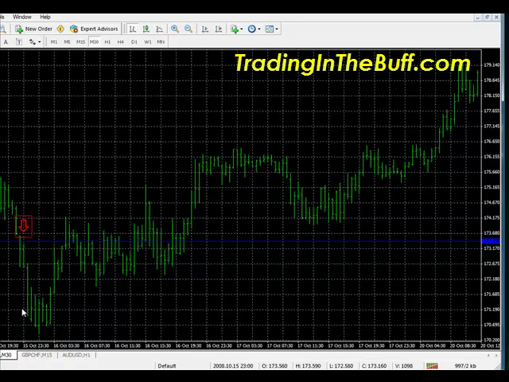Got 1, 2, 3, 4, 5, 6. So this 1, 2, 3 setup encapsulates 6 horizontal bars. So we just count 6 bars the opposite way to get an idea of where it's headed. 1, 2, 3, 4, 5, 6. That's pretty good. Went down and then went up again, but that's a pretty good little run.